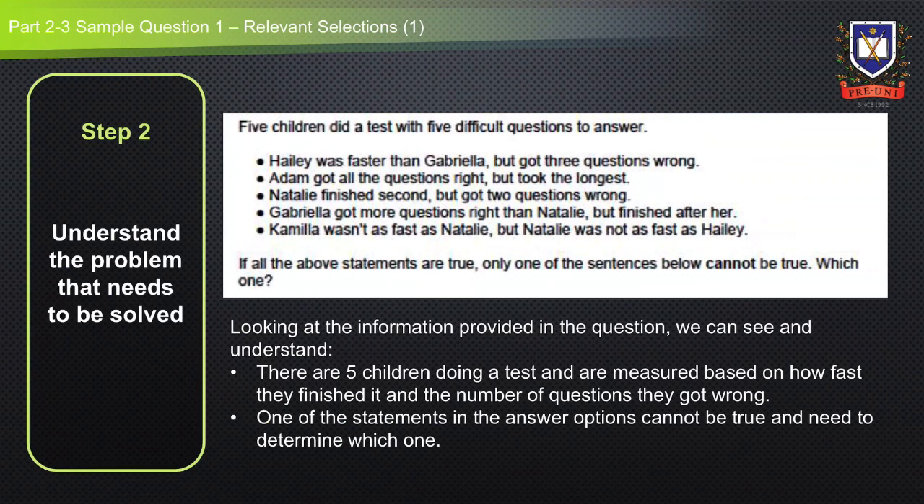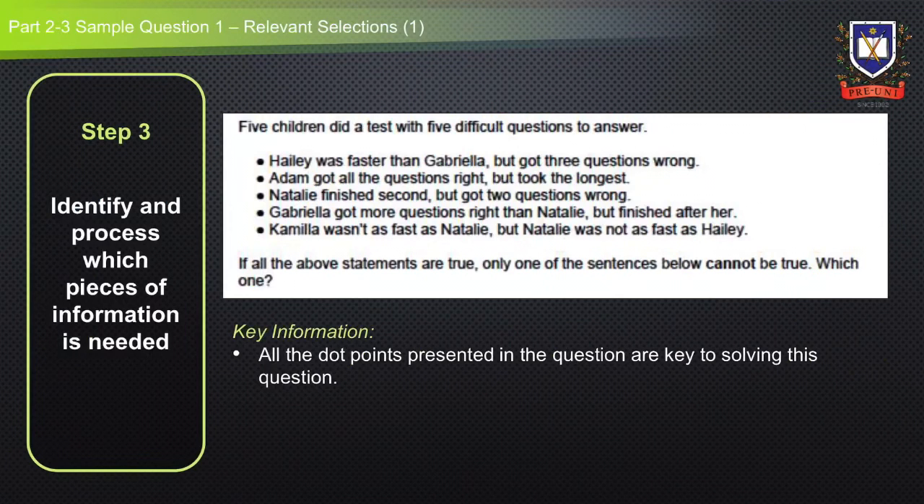Step 2 is to understand the problem that needs to be solved. Looking at the information provided in the question, we can see that there are 5 children doing a test and are measured based on how fast they finished it and the number of questions they got wrong, and one of the statements in the answer options cannot be true. I need to determine which one. Next is to identify and process which pieces of information are needed. From the question, the key pieces of information are all the dot points in the question, as they are all needed to solve the question.